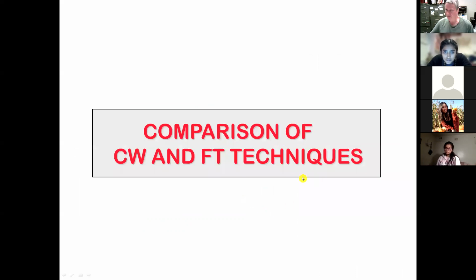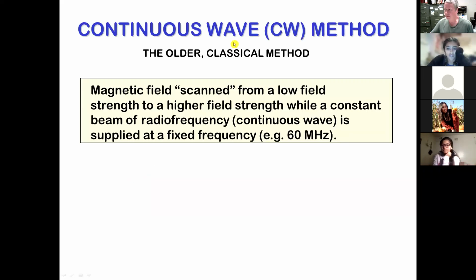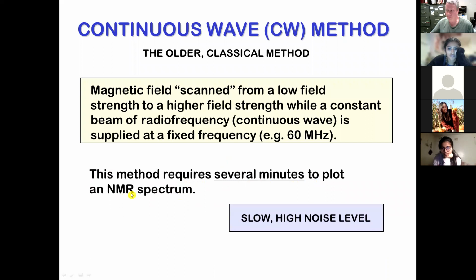Okay, so let's talk about the 2 types of NMR. We have continuous wave and Fourier transform. Continuous wave is the old one. Nobody does that anymore. You may have done this if you took community college somewhere. Sometimes they have old NMRs at community colleges, and you can do it on the old continuous wave NMR machine. Continuous wave is the old method. The magnetic field is scanned from low field to high field, while we just have a constant beam of radio frequency. It requires several minutes to plot an NMR. It's very slow, it's not very useful, but it's what we had in the 60s.